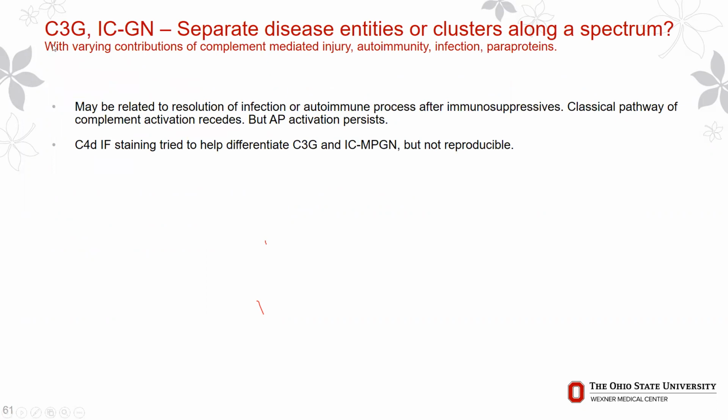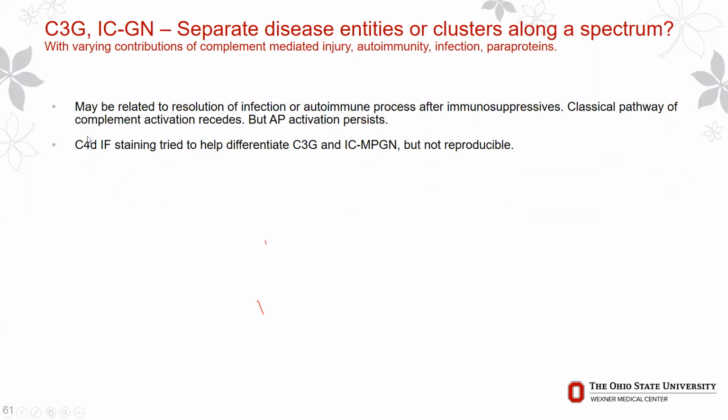Which begs the question, C3G and immune complex, even though our understanding has improved and we have come a long way understanding these diseases, we have this new classification now, but are they really separate disease entities, or are they just homogeneous groups or clusters along the same spectrum with varying contributions of complement-mediated injury, some degree of autoimmune injury, infection, paraproteins? Maybe as the disease evolves, there is a resolution of the infection or the autoimmune process with the immunosuppressives that you give, and the classical pathway is shut off, but the alternative pathway activation persists. And so the IgG staining disappears, but complement C3 staining persists in the biopsy.